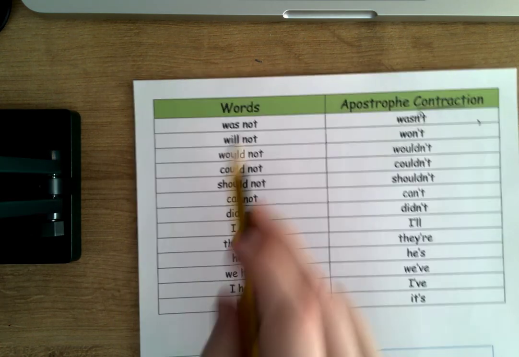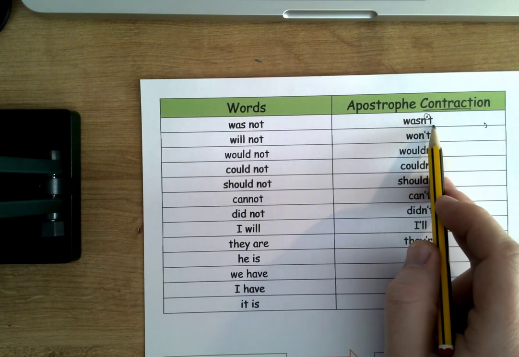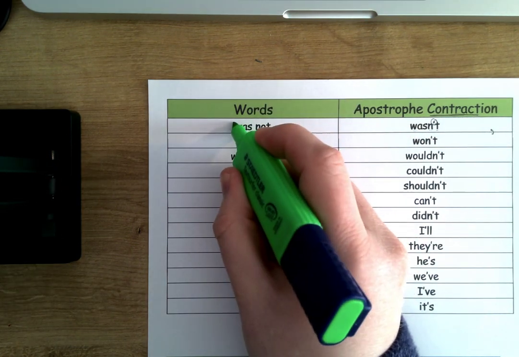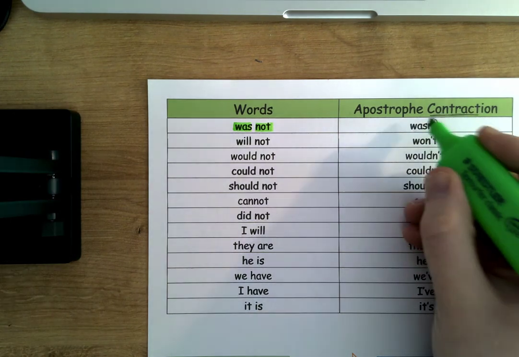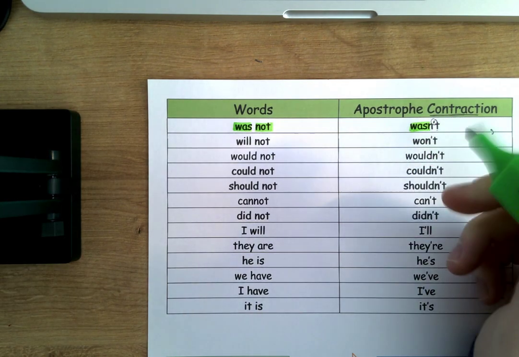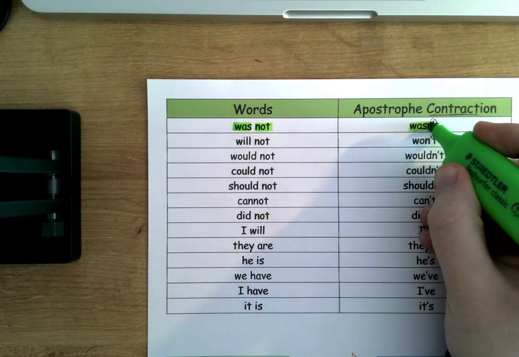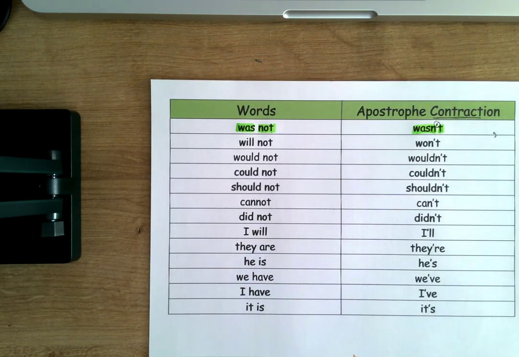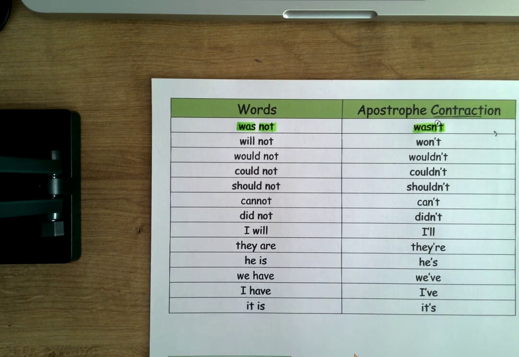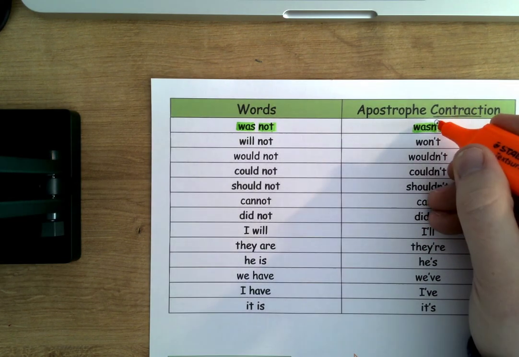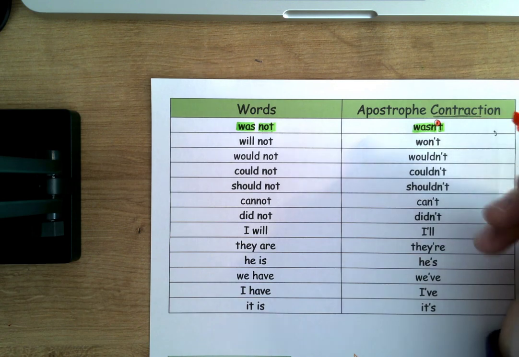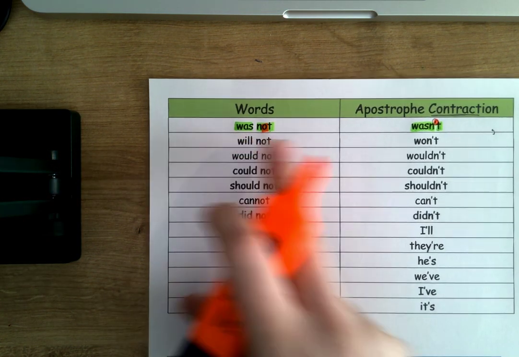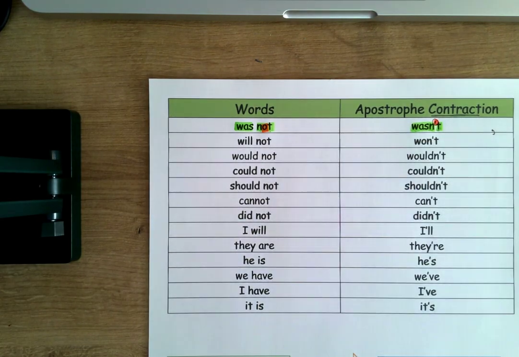Okay, now let's look at the word was not and the word wasn't and see what the apostrophe does. Well, here's the word was and not. I can see the word was. There it is there. Was. And I can see the N of the word not and T of the word not. But where did the O go? Well, the apostrophe here takes the place of the O. So was not becomes wasn't.